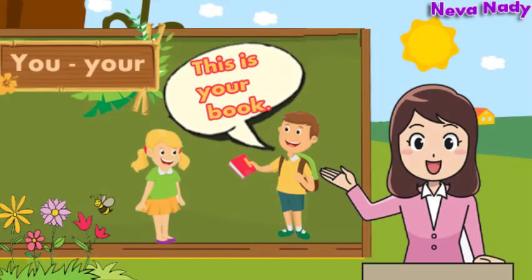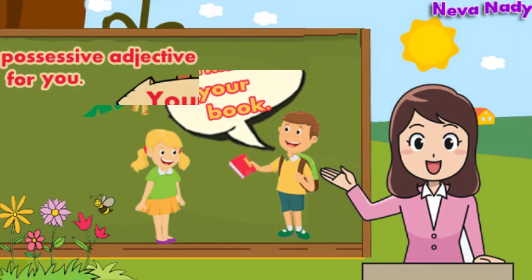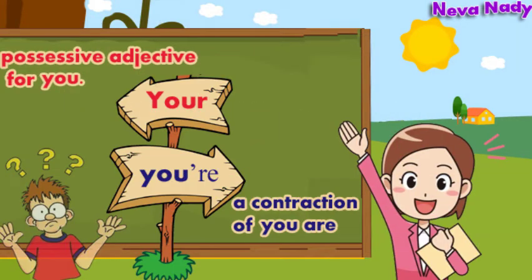Subject, you. Possessive adjective, your. Here is a girl. Her name is Hams, and someone is giving her a book. Look, Hams, this is your book. I am talking to Hams. Here we should notice the difference between the possessive adjective for the subject pronoun you, and you're, a contraction of you plus are. You as subject pronoun and are is the verb to be in the present simple.